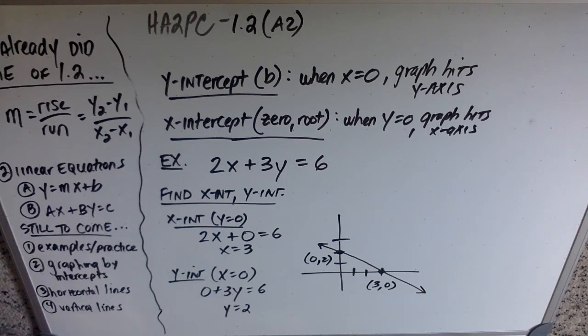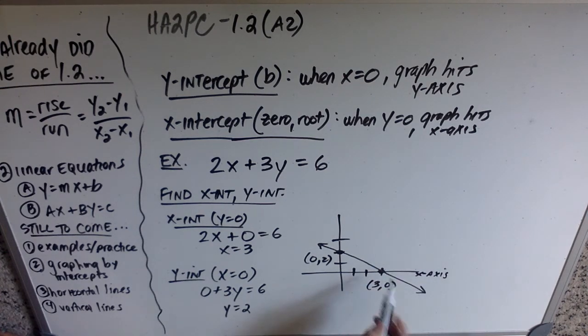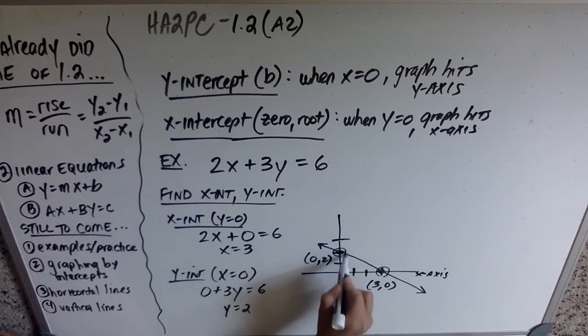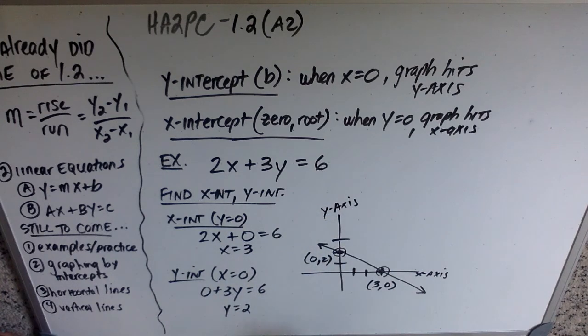So again, the important piece of information to take away is that the x-intercept happens when the graph intersects the x-axis, and the y-intercept, because this is the y-axis, happens when the graph intercepts the y-axis, okay? So again, we have our x and y intercepts, and that's what the graph would look like. So we're going to go ahead and work through some examples like that in a little bit, but that's the idea of finding the x and y intercept.